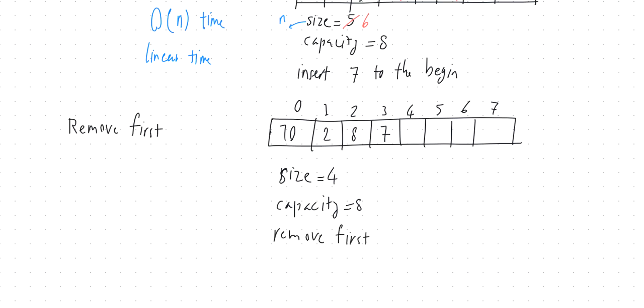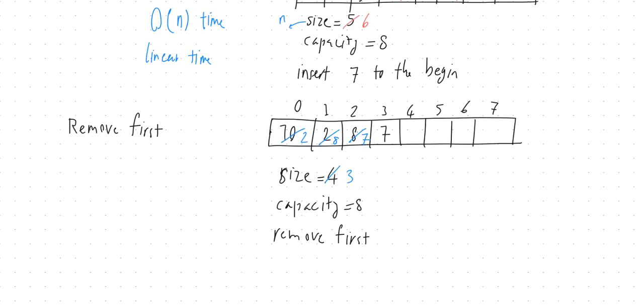Okay? The way to do that is I need to shift 2, 8, and 7 one position to the left, right? So 2 will go here, 8 will be copied here, and 7 will be copied here, and then we decrease the size to 3, right? And that means that this 7 here will be ignored. We are not going to look at this element, the fourth place at index three. You're not looking at that as data because size is three, so only three elements are important to us in the data structure, right?